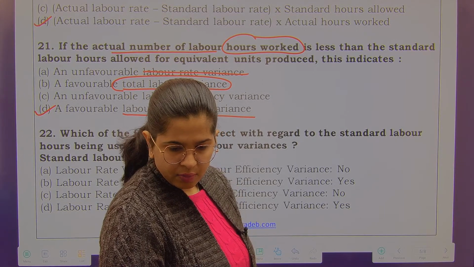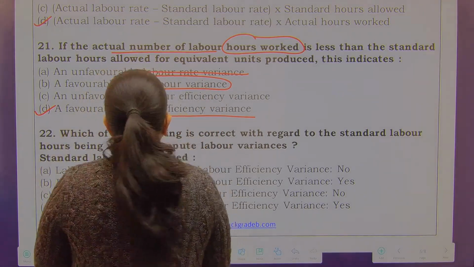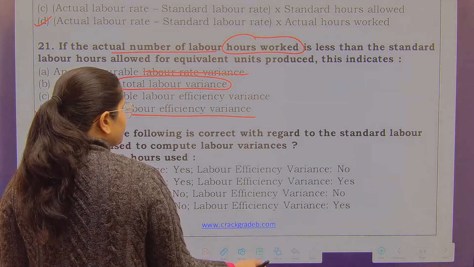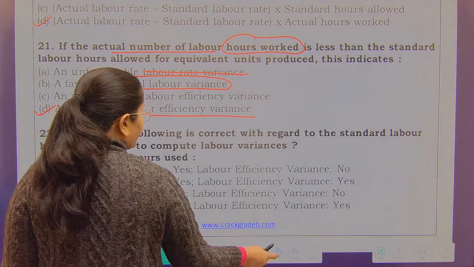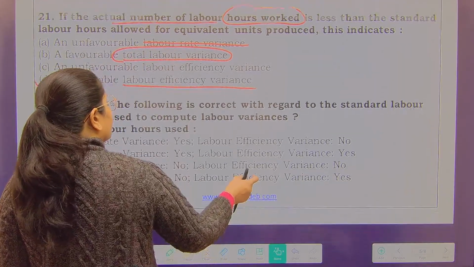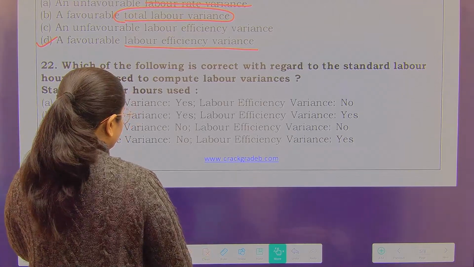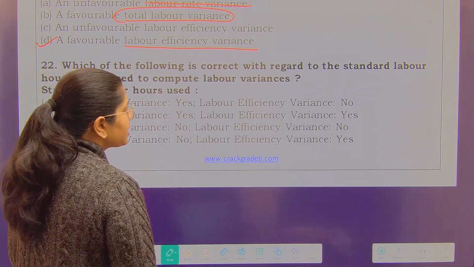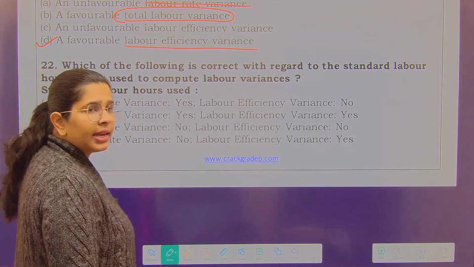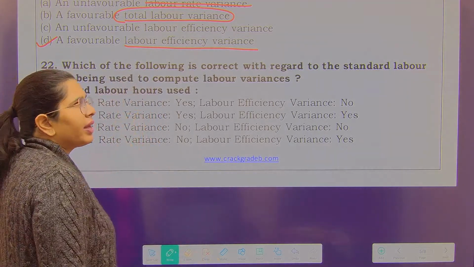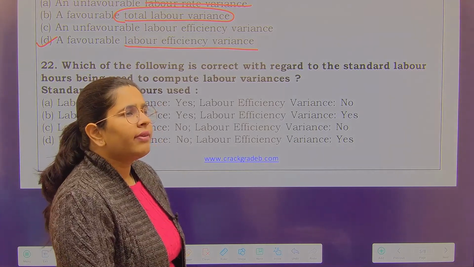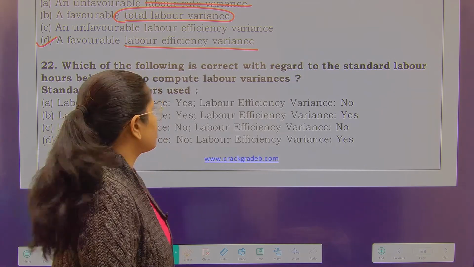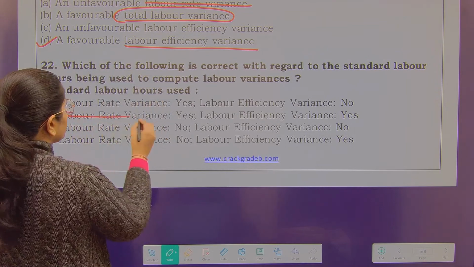Okay. Moving on to the next question. Which of the following is correct with regard to the standard labor hours being used to compute the labor variances? Okay, standard labor hours is being used, fine. So labor rate variance, okay. They are asking you where do you use standard labor hours? Do I use it in rate variance? Let me remember it. So rate variance, I talk about standard rate and actual hours. I do not talk about standard hours. So my answer should be no, and these two options are incorrect.